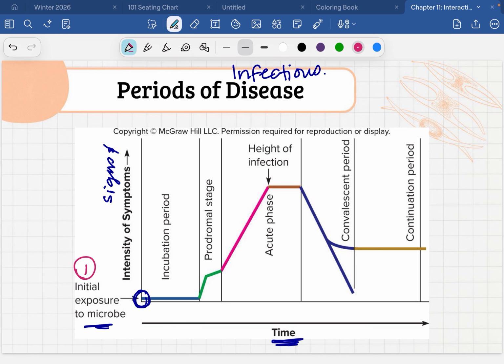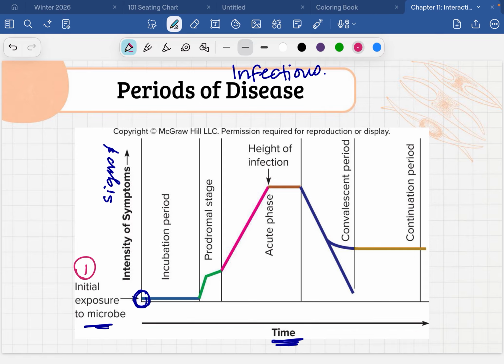So this is the point in the disease where this human host comes in contact with this bacteria or microbe, whatever it is. This is where this microbe is coming in contact with the portal of entry that it needs to gain access to the human body, whatever that is. So this is step 1, exposure, initial exposure to the microbe.